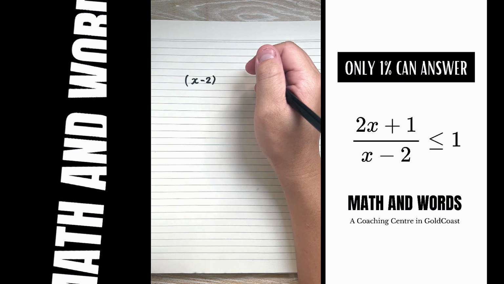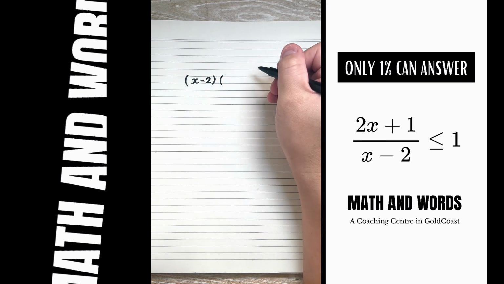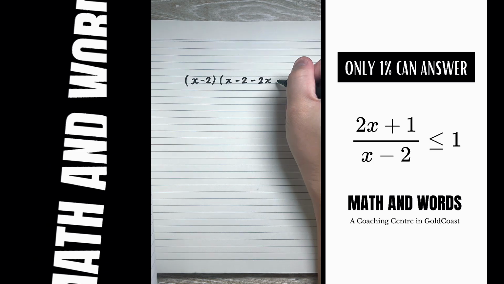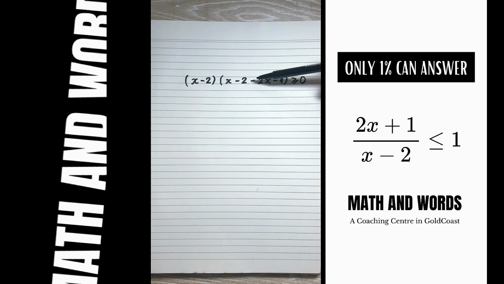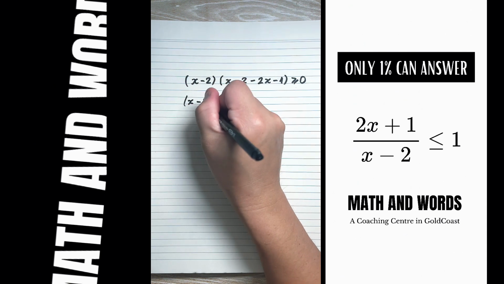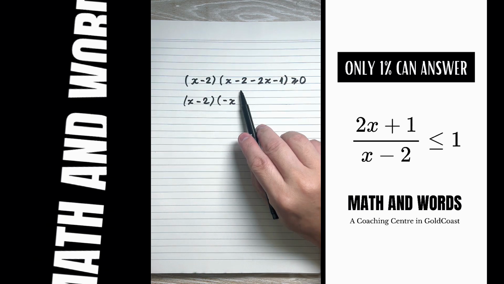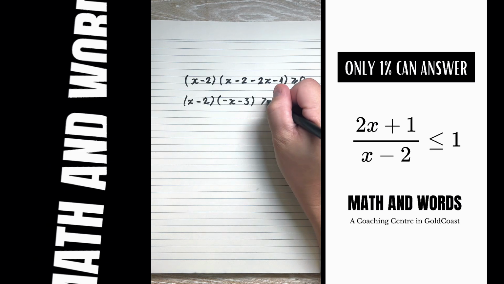I will be left with x minus 2, all of this multiplied with x minus 2 minus 2x minus 1, and all of this is greater than or equal to 0. Now I'm just going to simplify this bracket. Now we have x minus 2x, I have minus x. Negative 2 minus 1, I have minus 3. All of this is greater than or equal to 0.